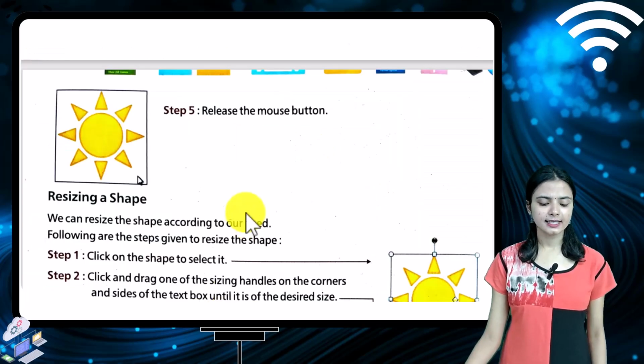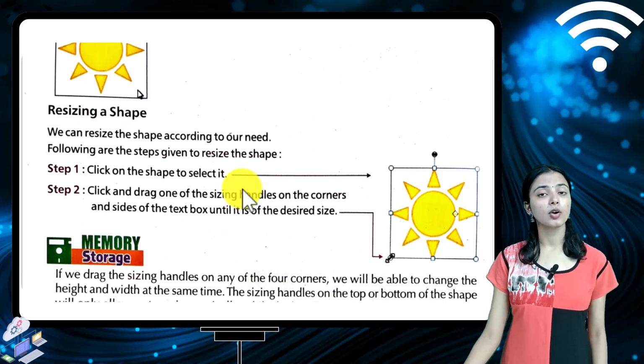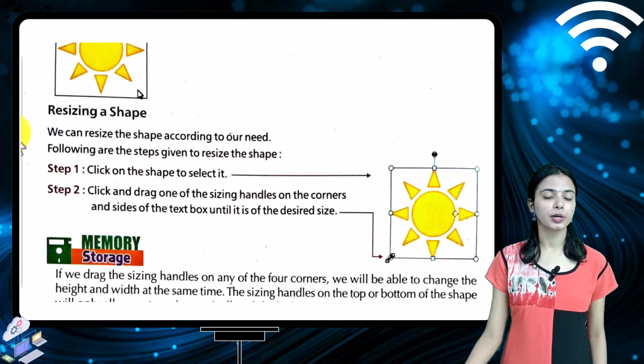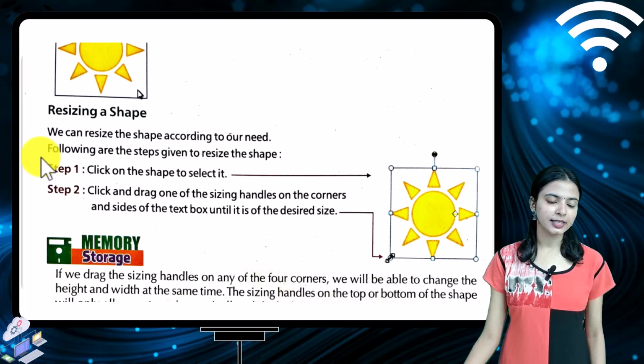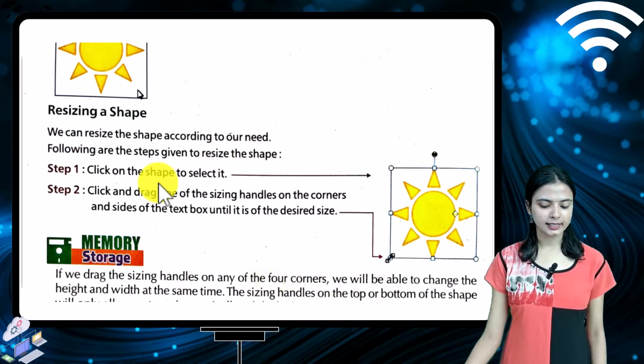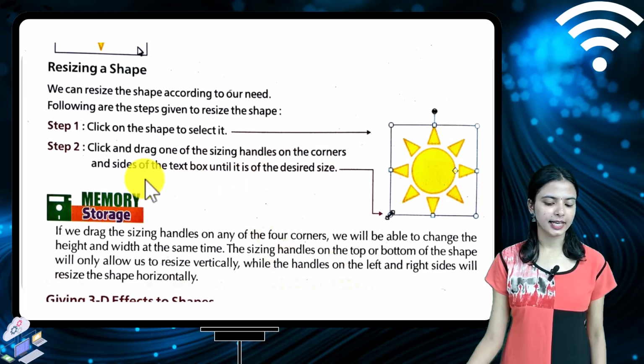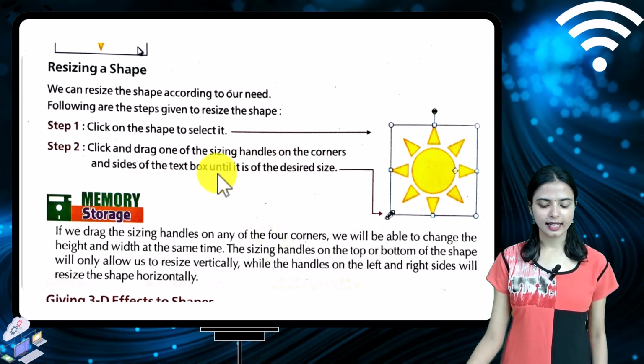Next, resizing the shape. If I want to resize my shape, then how can I do that? We can resize the shape according to our need. Following are the steps given to resize the shape. Click on the shape to select it. Click and drag one of the sizing handles of the corners and sides of the text box until it is of the desired size.